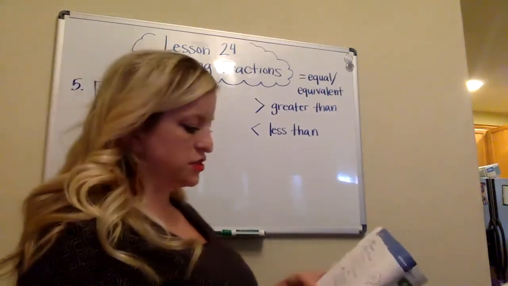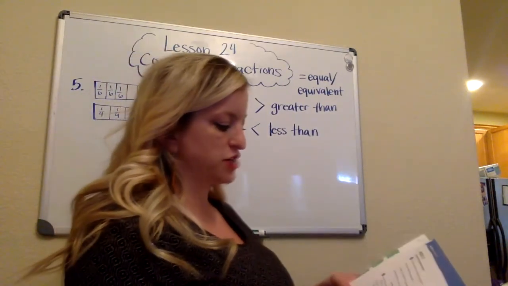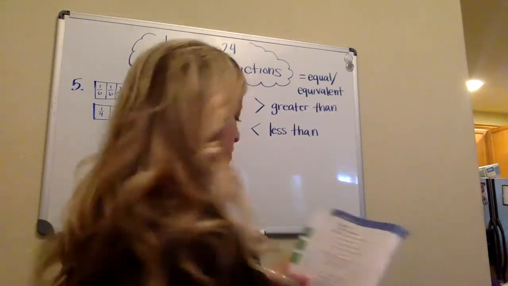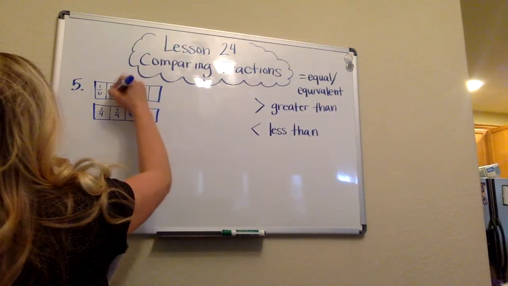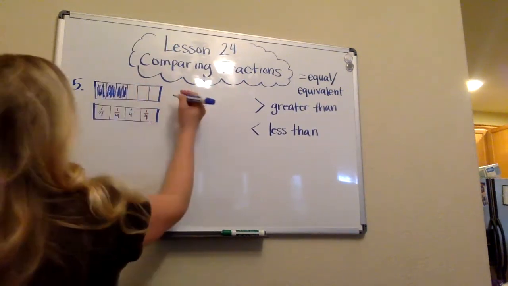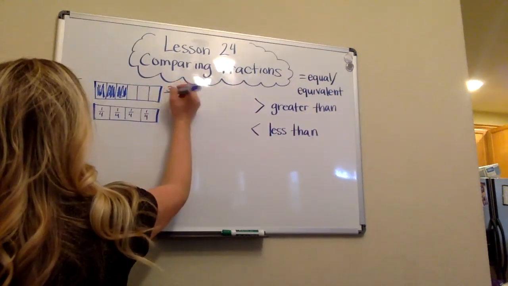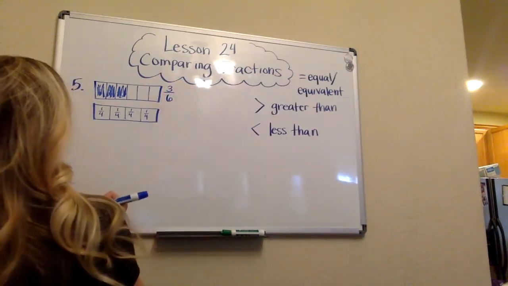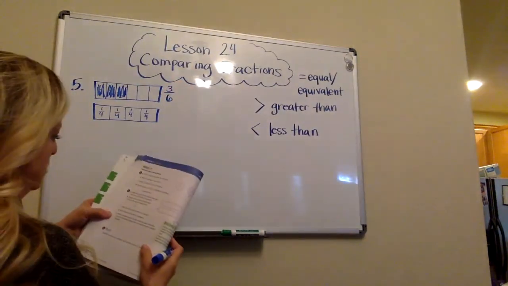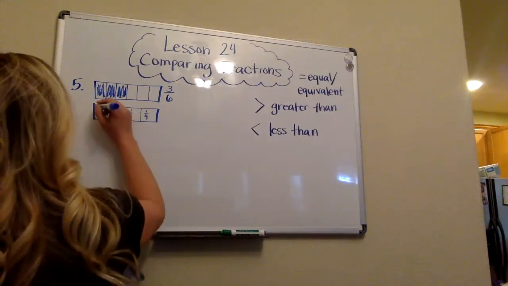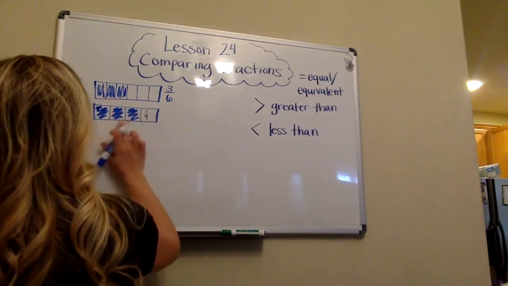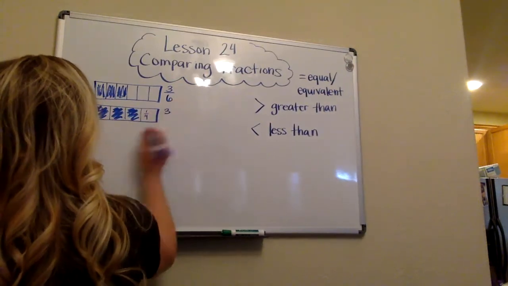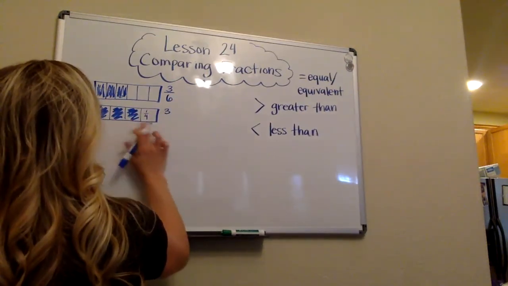Then it says shade 3 parts of each model. What fraction does each model show? So then you're going to color in these 3. 1, 2, 3. And then you're going to write that as 3 out of those 6 pieces are shaded. And you shade 3 of each one. So I'm going to shade this one, and this one, and this one. 1, 2, 3. 3 of the 1, 2, 3, 4.